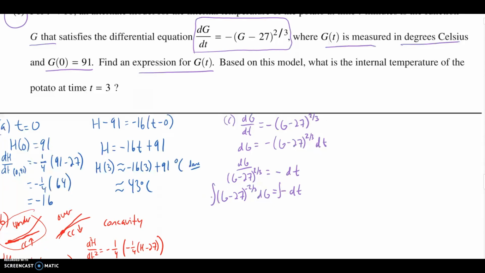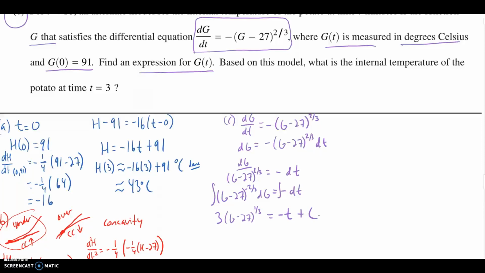And so the integral of the left side, I'm going to get g minus 27 to the 1/3 with a times 3 out in front of that. And I don't need to worry about anything from this having come from chain rule. Derivative of g minus 27 is just 1, so I don't need to worry about taking care of that on the way back. No need for u substitution here. And this is going to equal negative t, and I'll include my plus c on this side.